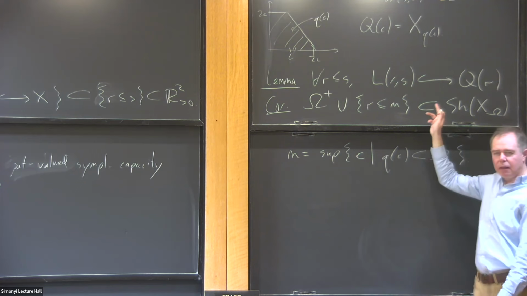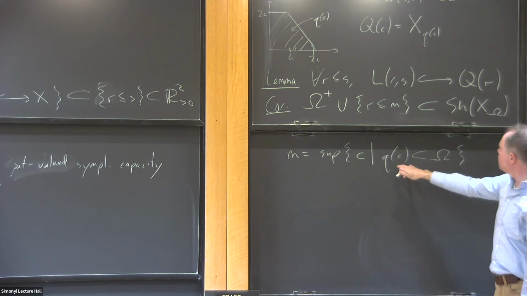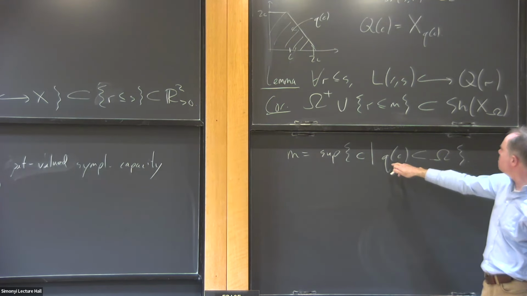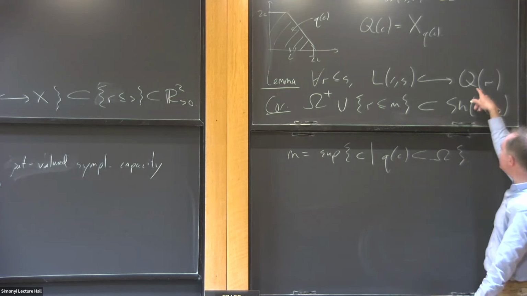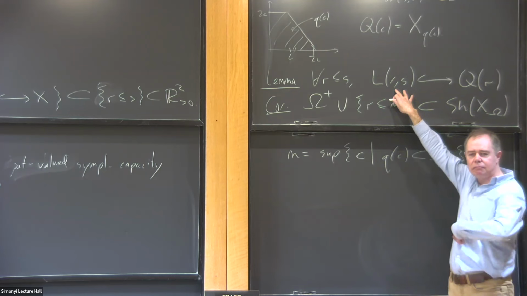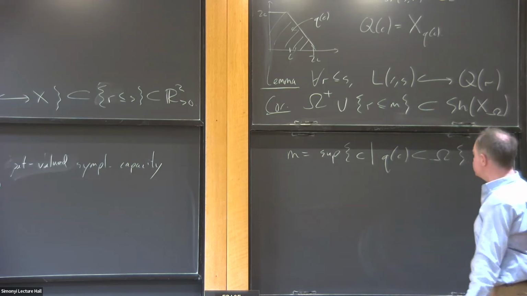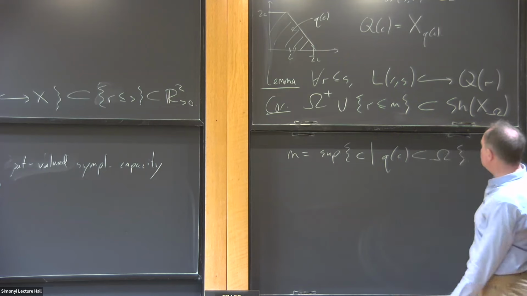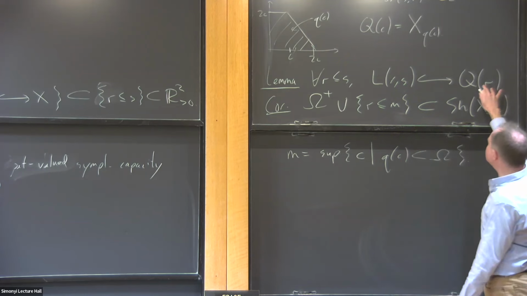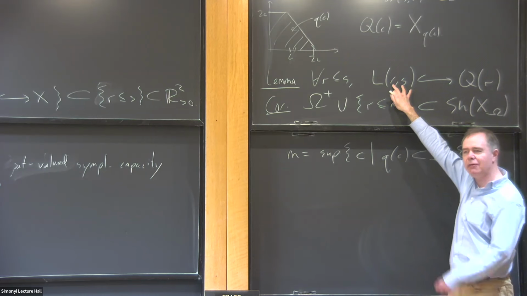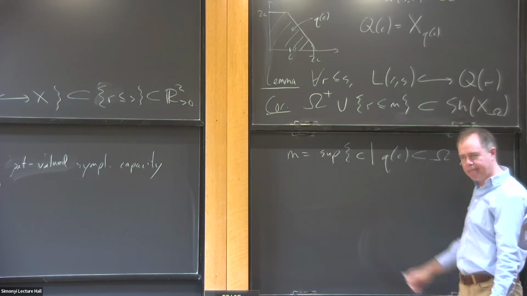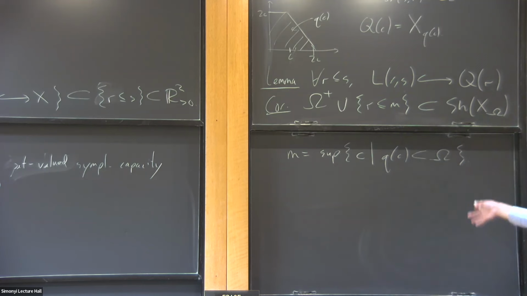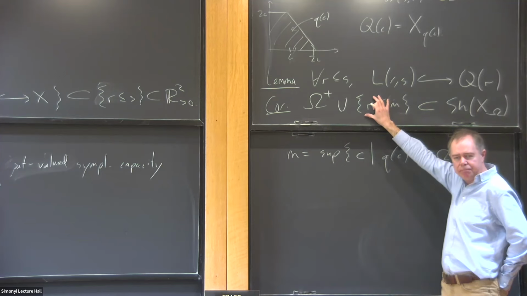Same here. If you take a point inside, well, if QC is contained in omega, that means we get this right here. If QC is contained in omega, that means all Lagrangian tori with R less than C embed inside X omega. So this gives you this, and of course, this is an unbounded set.